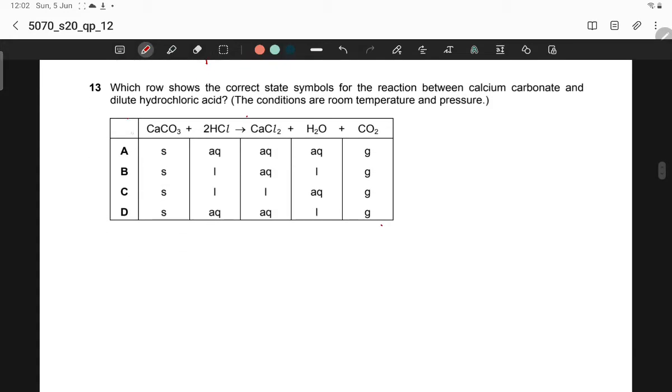Question number 13. Which row shows the correct state symbols for the reaction between calcium carbonate and dilute hydrochloric acid? Calcium carbonate is solid, then aqueous, liquid and gas. So solid, aqueous, liquid and gas. D option is correct.